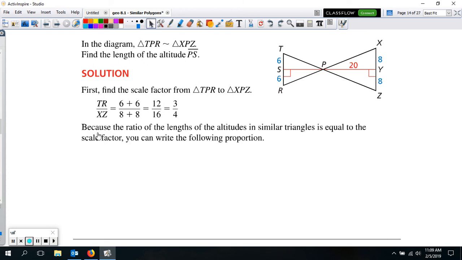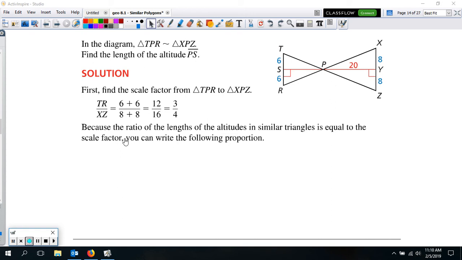Now, we need to realize that because the ratio of the lengths of the altitudes in similar triangles is equal to the scale factor, you can now write this proportion. And you can do this anytime, the altitude is always going to be going from a vertex down to an opposite side at a 90-degree angle. That's why you can see these right angles here. That makes it an altitude. It's not just some line going through. It's perpendicular to this XZ side. This one's perpendicular to TR.